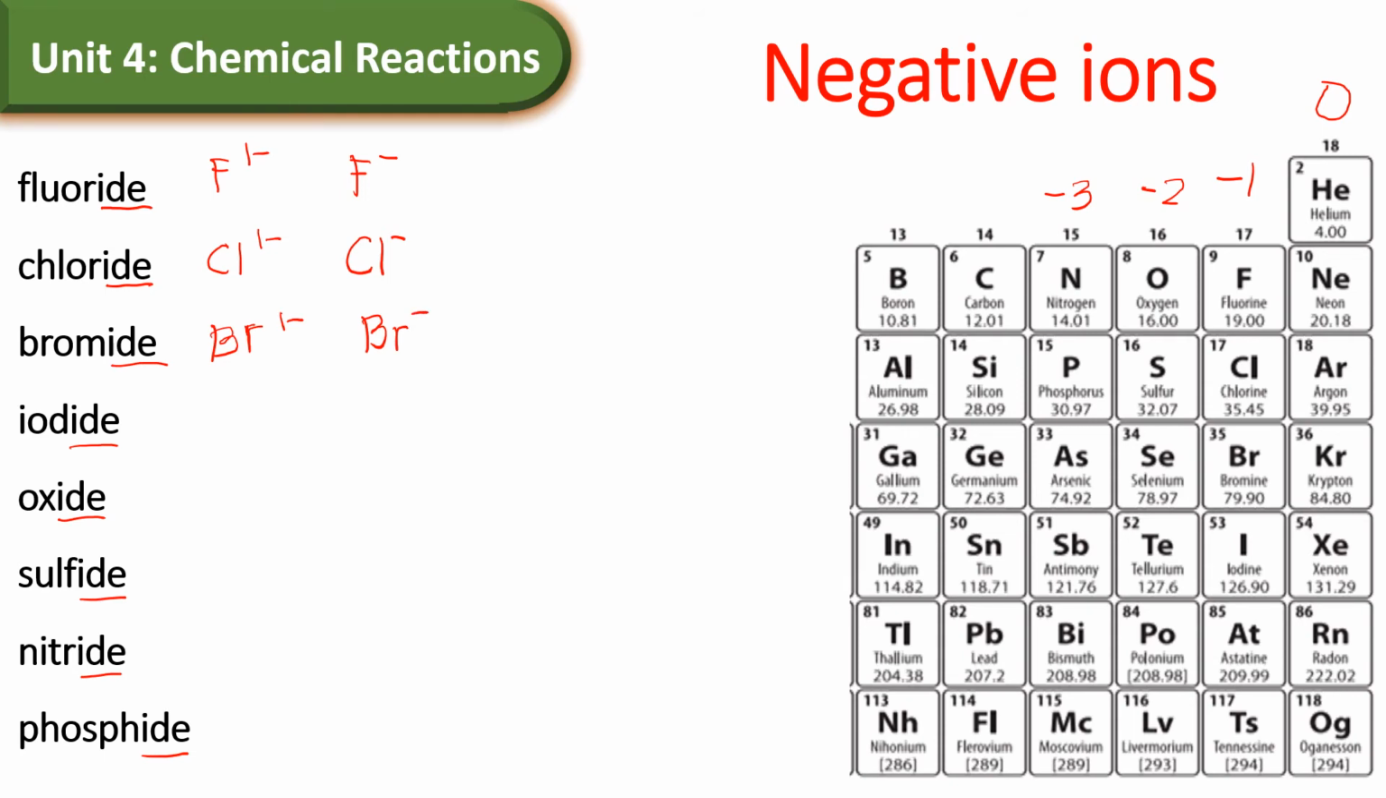So next we have your iodine here. Okay, iodine is still here. So we have your I1 negative, or you can just simply write I negative. Oxygen is here. So oxygen is 2 negative. Okay, sulfide is your S2 negative. Nitride is your 3 negative.